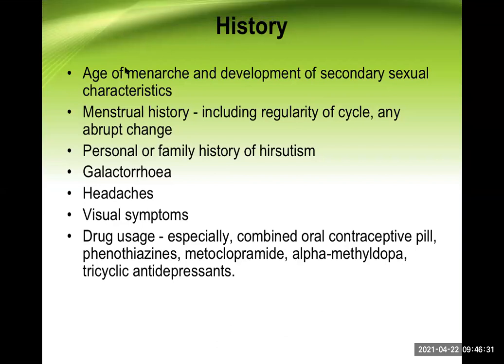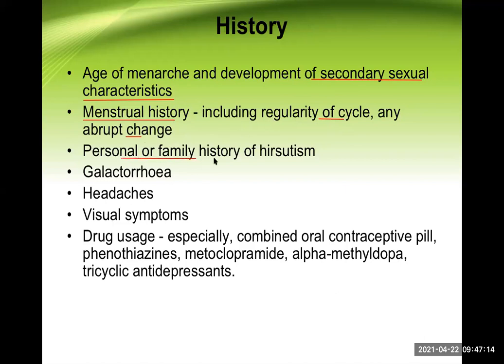Now, some of the important history: ask about the age of menarche and development of secondary sexual characteristics when you are taking the history. Absolutely important. At what age they started to appear, and at what age menarche occurred, or menarche did not occur till now. All these questions are important. Ask about the menstrual history in detail, including regularity of the cycle and any abrupt change. How was the cycle before? We have to ask that. How is the cycle now? What is the chief complaint? Why has the lady come to you? All these questions are important.